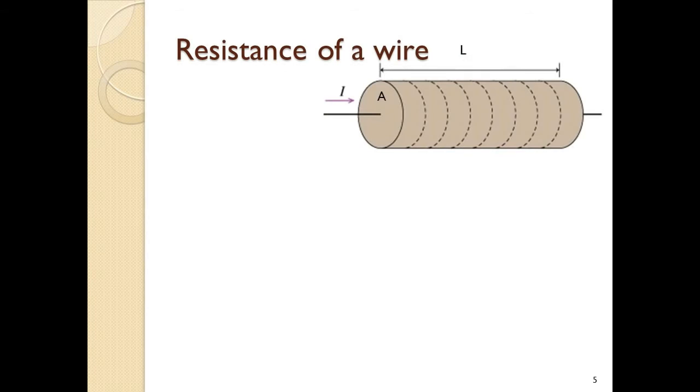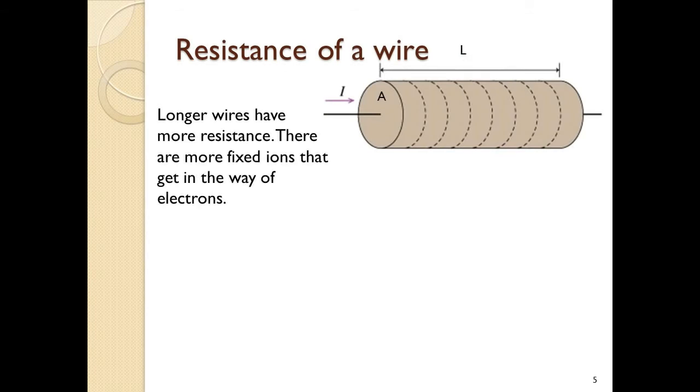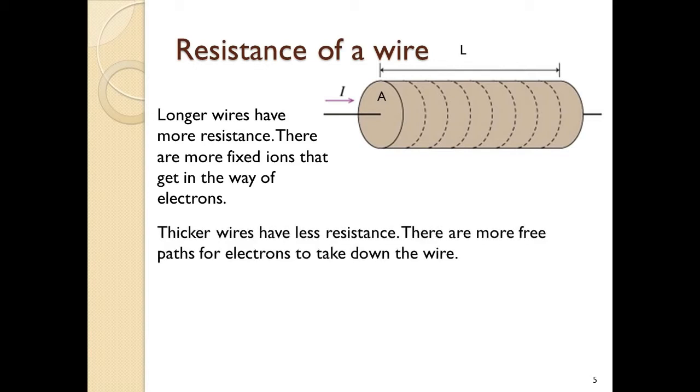A longer wire has more resistance than a shorter wire. As electrons try and make their way down the wire, fixed metal atoms get in the way. And the more length of wire you have, the more metal atoms you have, and so the greater the resistance. Thicker wires will have less resistance because there are more free paths for electrons to take as they go down the wire. In fact, if you had a greater area, you would also fit more electrons at once down the wire, so the resistance would be less.